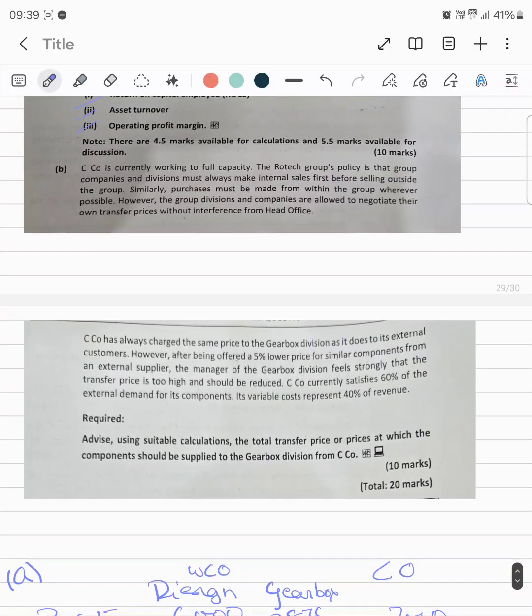Okay, then let's jump on to part B. Let's take a while for reading it.